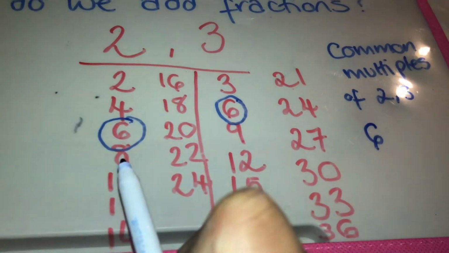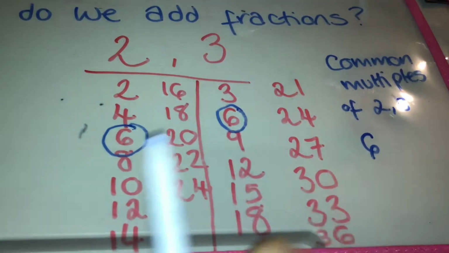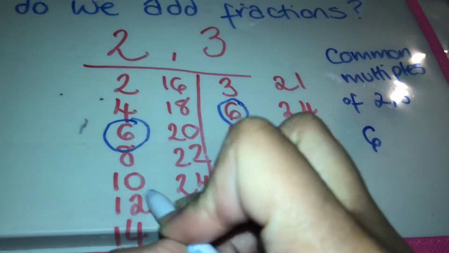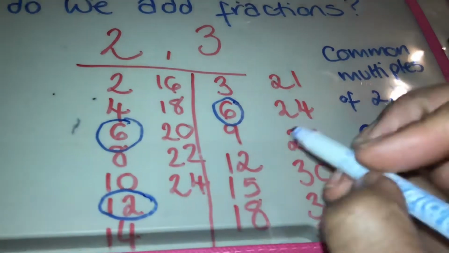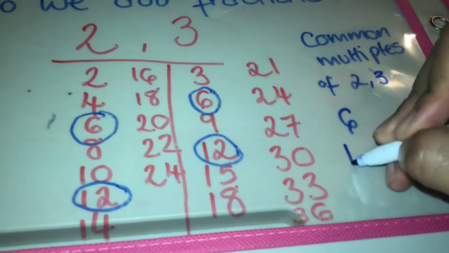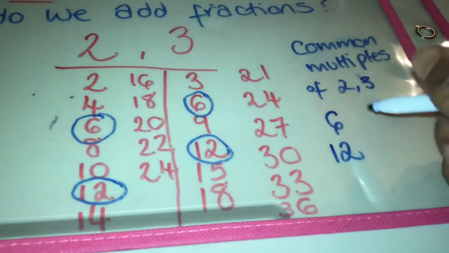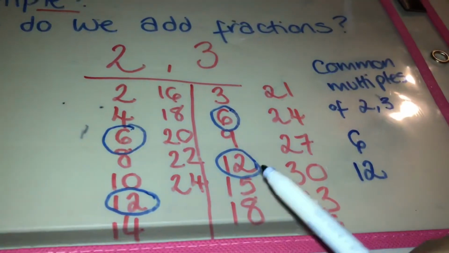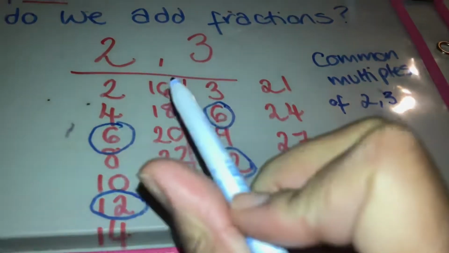Is 8 in the 3 times table? No. 10? No. 12? Oh, yes, 12 is. 2 times 6 is 12, and 3 times 4 is 12. So we can say 12 is shared. It's a common multiple. Is 14 a multiple of 3? No. Is 16 a multiple of 3? Nope, I don't see it there. I see 15, I don't see 16.